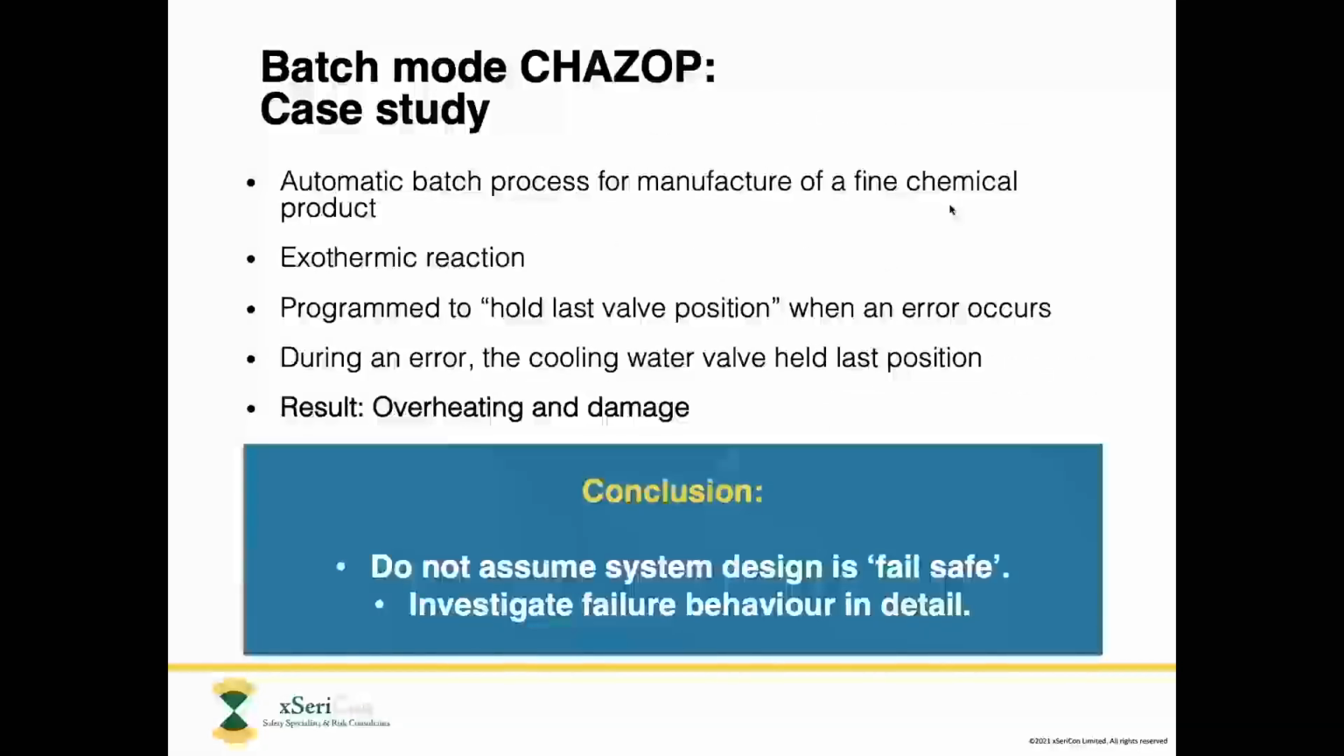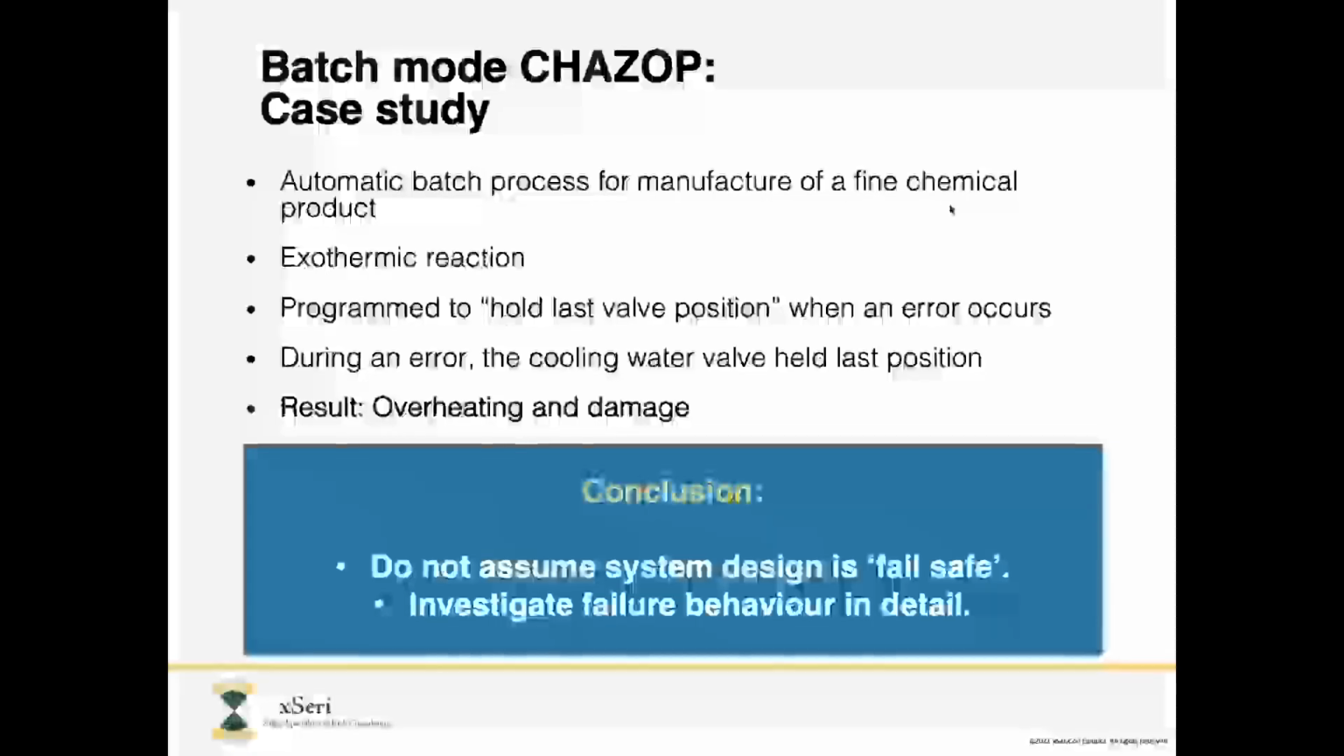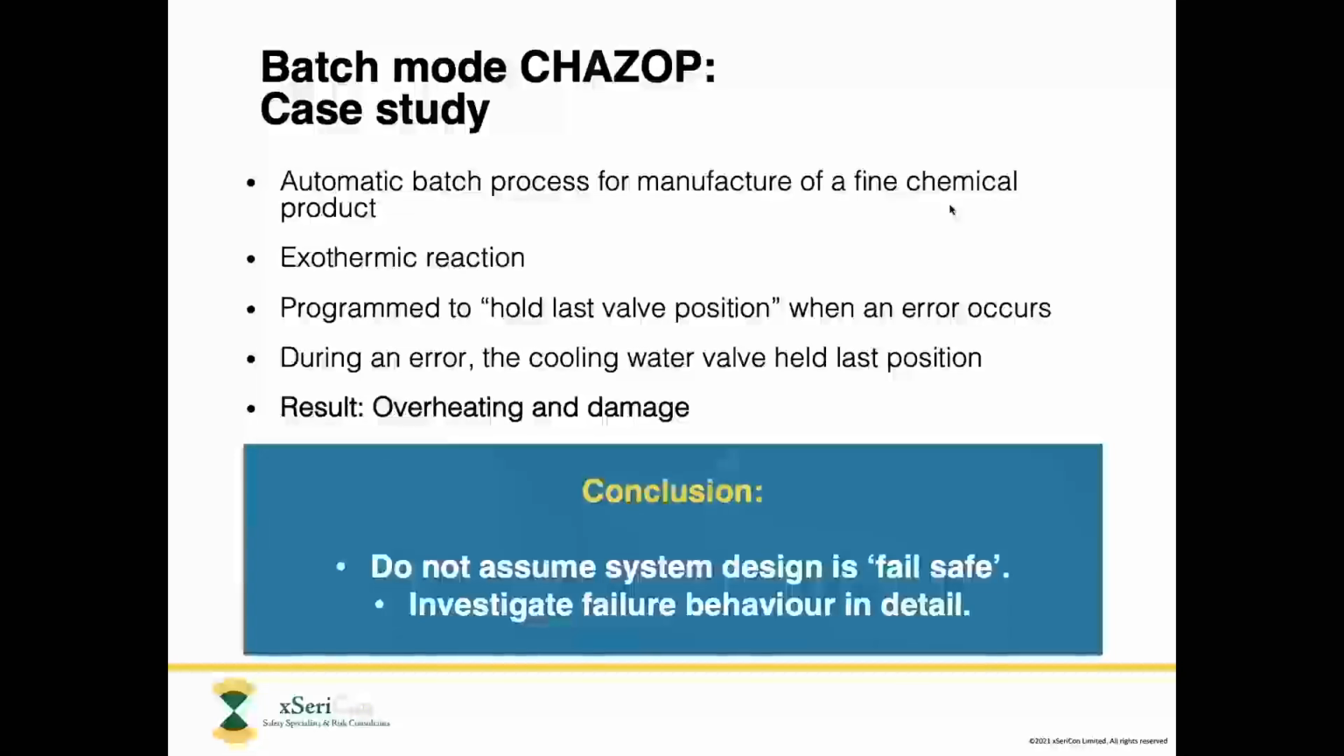So this is a real-world example of an automatic batch mode process for manufacture of a chemical product. The batch sequence included one step that was exothermic. And the control system was programmed so that if any kind of error occurs, such as a stuck valve, the system would command all of the valves to hold last position while the operator gets time to try to resolve what the issue is. And that was considered to be fail-safe. They thought, well, if everything just stays in the same position, that should be safe.